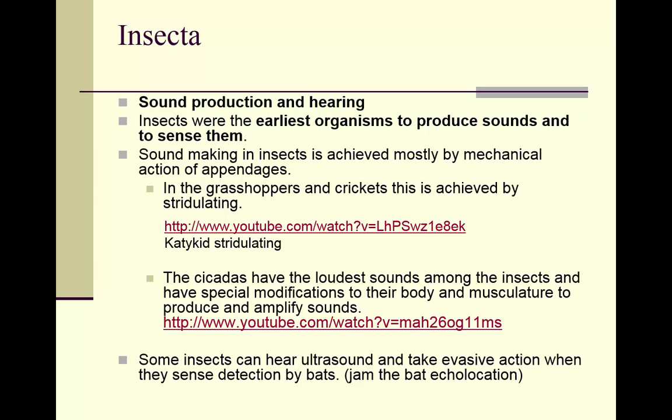Insects were the first organisms to produce sounds and to sense them, and they achieve these sounds by using their appendages. And I'm going to wait and make a separate section where you can hear the grasshoppers and the crickets, the katydids, where you can hear the cicadas.